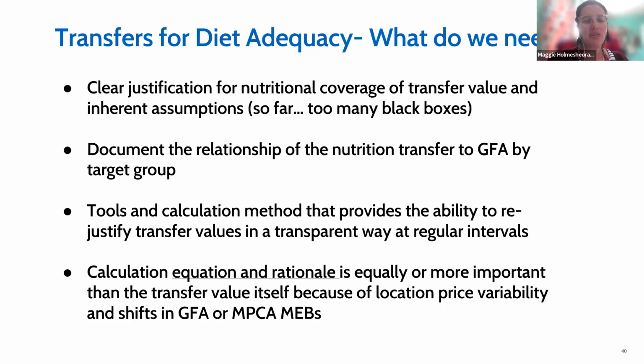So what we needed to justify the transfer for diet adequacy was a clear understanding of what the nutritional coverage was of the transfer value and what were the inherent assumptions. So when we came into the space, there were a lot of black boxes. Fundamentally, many of the implementers were just sort of guessing at a value. At one point, one person said, "Yeah, we just made it up."